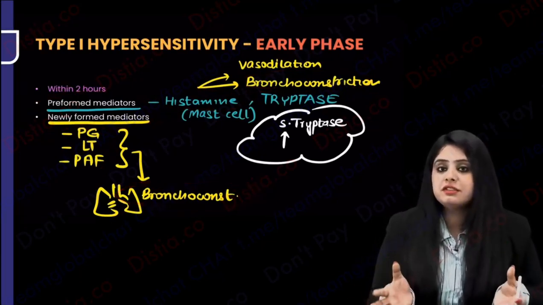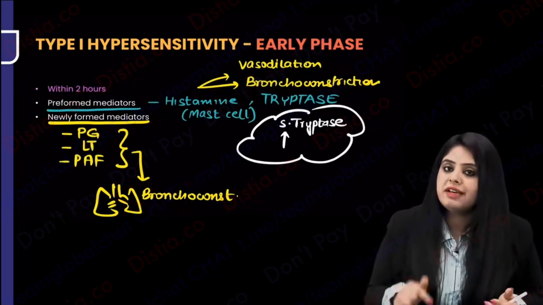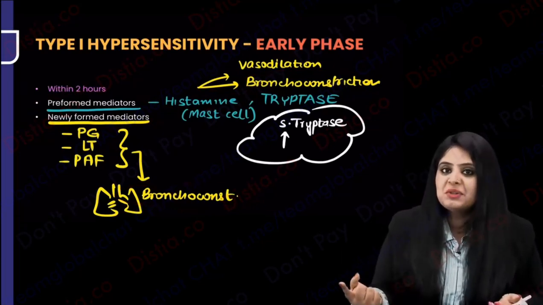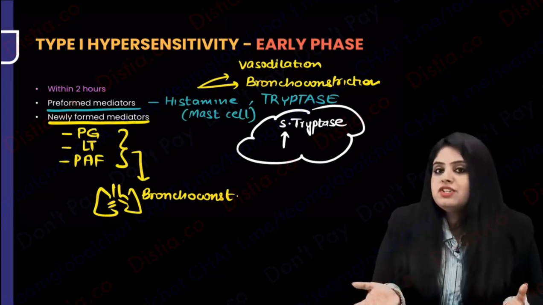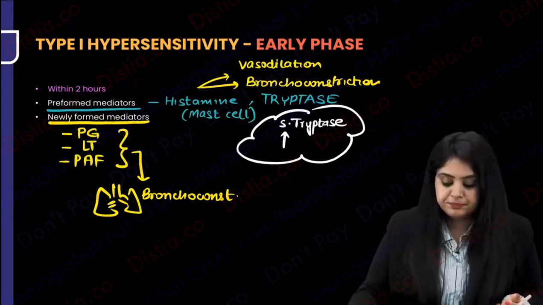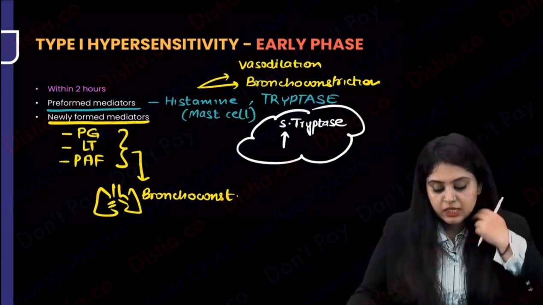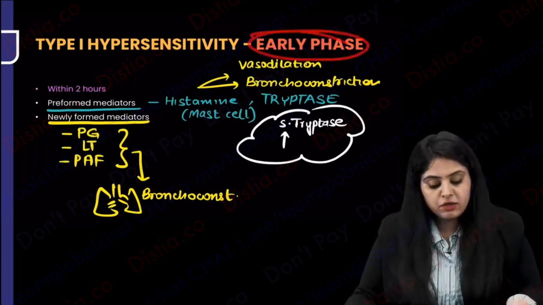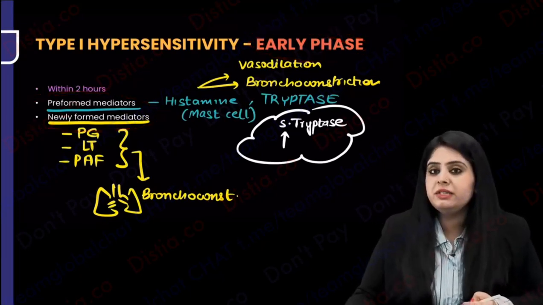So now if someone asks you the entire pathophysiology of asthma, which I will only ask you when I go to the lung chapter, I will not teach you again. I will just say copy paste type 1 hypersensitivity over here and you are sorted. That is what you had to know for the early phase. In the early phase, a lot of these preformed mediators and new mediators are released.